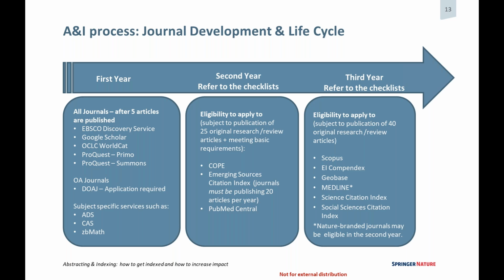EI Compendex is an engineering database that is also offered by Elsevier, and they have similar requirements to Scopus, and all journals must wait for 2 years. GeoBase is also offered. It's part of this whole group of databases, so they have similar requirements. Medline, Science Citation Index Expanded and Social Science Citation Index are the other databases. They value the publication history, and there are so many more requirements that we will go through shortly. So this is the overall picture of how the indexing process takes place at Springer Nature.